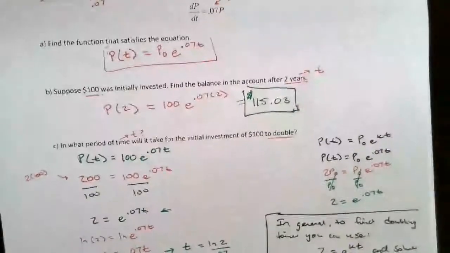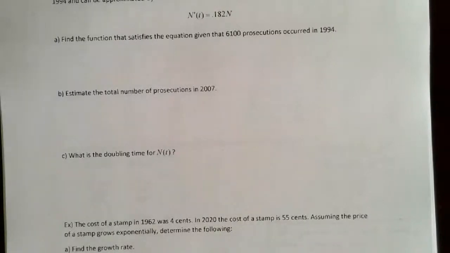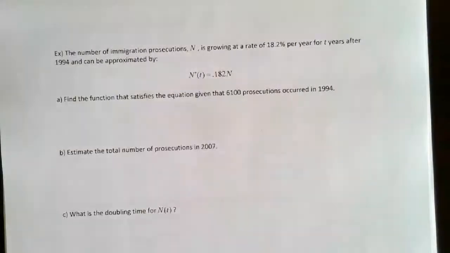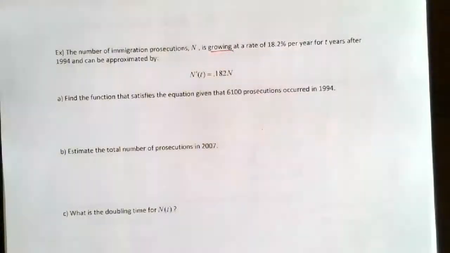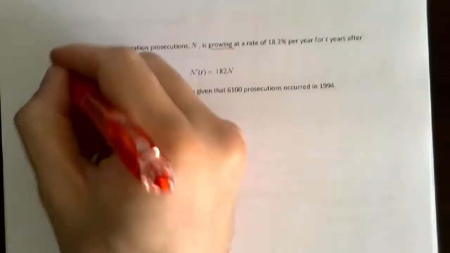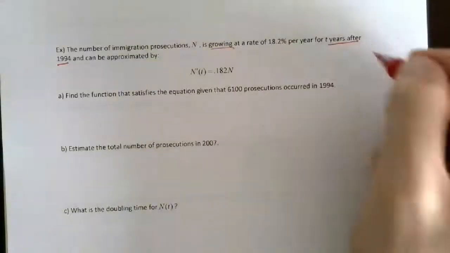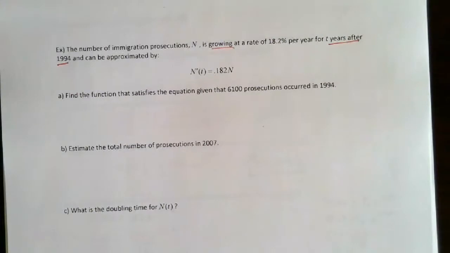Let's take a look at just a couple more examples. So this next example says the number of immigration prosecutions, N, is growing at a rate. All right, so growing, it's positive. Growing at a rate of 18.2% per year for t years after 1994. After 1994 is important, right? So t is years after 1994. And can be approximated by this function N prime of t is equal to 0.182N.